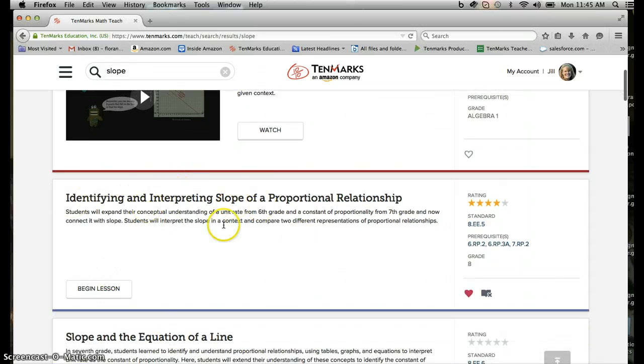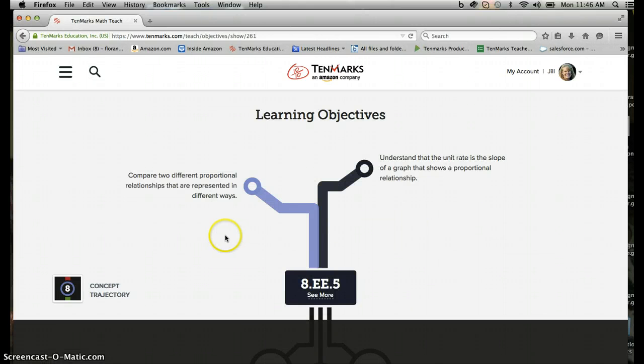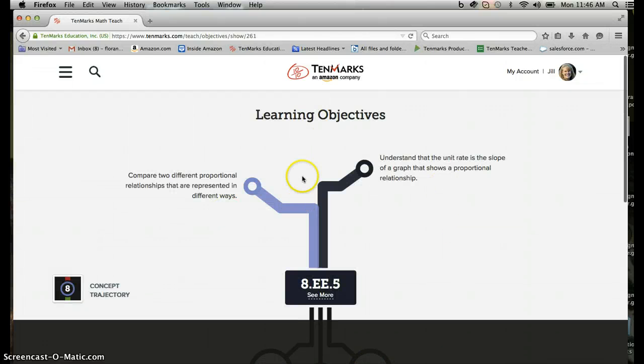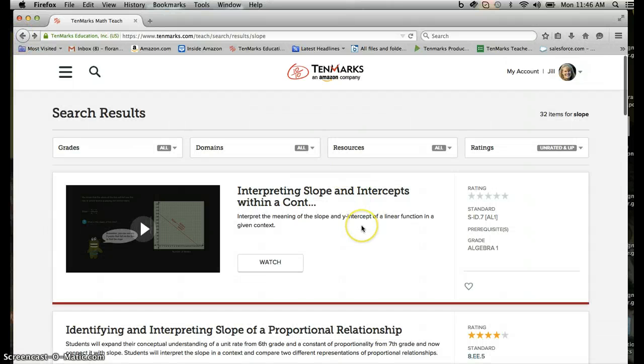Well, this lesson under 8EE5 really does help explore both the two proportional relationships being represented in different ways, and that the unit rate is the slope of a graph. But before you are ready to do that, you need to know 6RP3A, 6RP2, and 7RP2. And all of this is incredibly helpful for teachers who are beginning to get more and more comfortable with what I'm teaching and how does that relate to the Common Core standards.